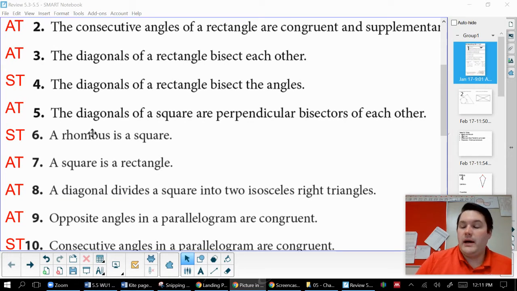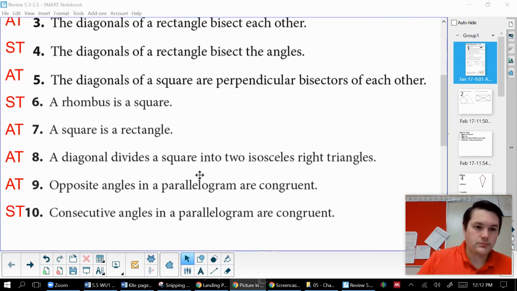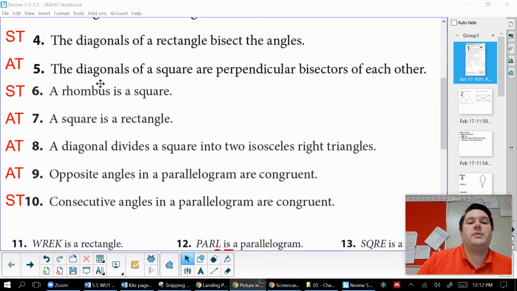If you're talking about something true about a parallelogram, remember, a square is a type of parallelogram, so it's going to be true in a square no matter what. For something like "a rhombus is a square," some rhombuses are not squares, but some of them are, and so it is sometimes true. Going the other way, "a square is a rectangle." Every square is a rectangle because a square is just a special kind of rectangle.